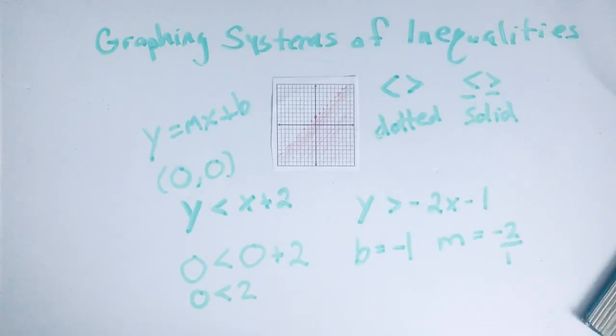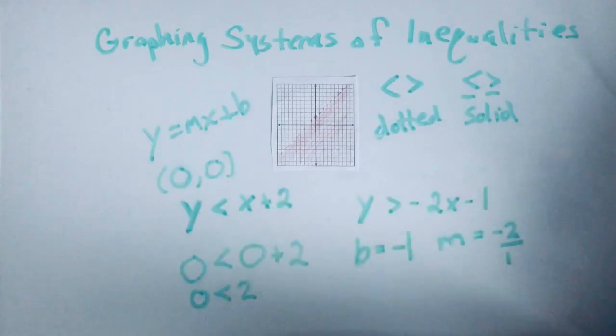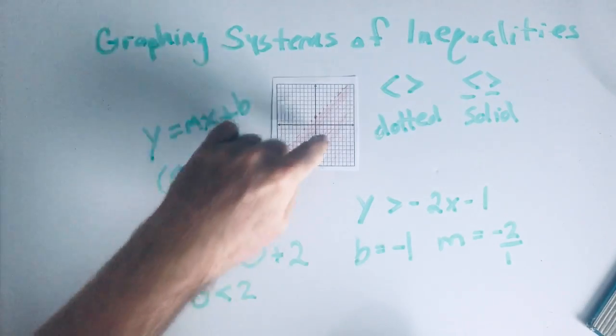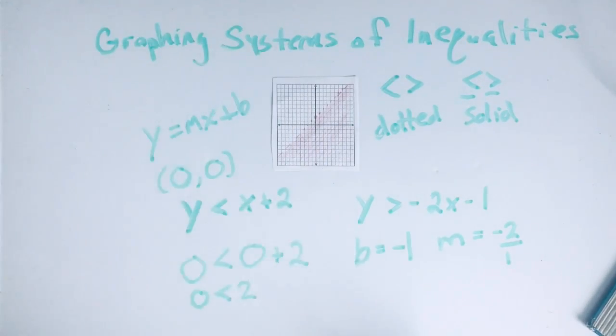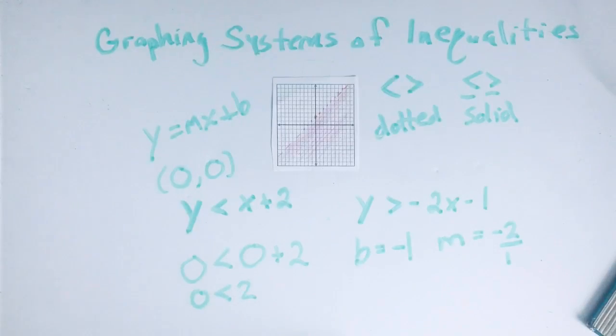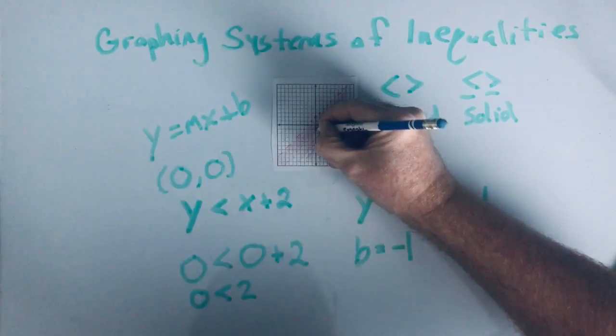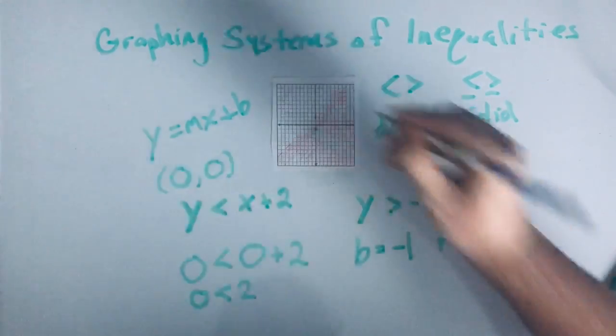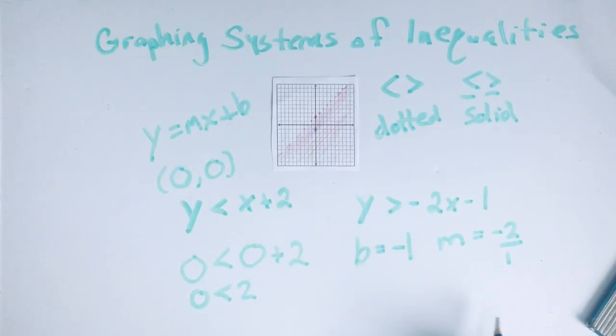So this one, though, I'm going to do a different color. I'm going to do blue because I want to be able to distinguish from the red here. So first thing I do is I go to my B, which is my y-intercept. So this is the y-axis. All right, and I'm going to make a dot at -1 on the y-axis. There we go. Hope you can see that.